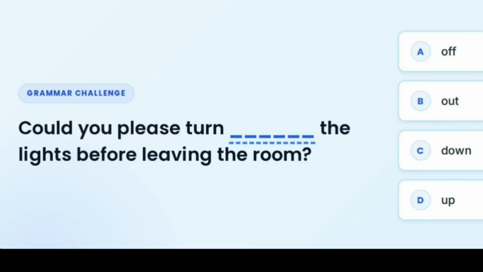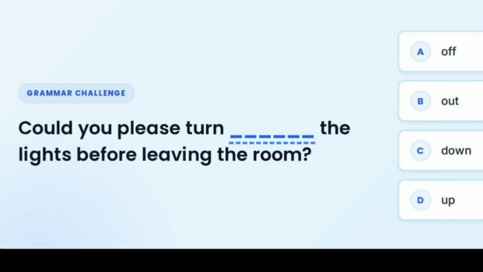Question number 63. Could you please turn the light dash before leaving the room? A. Off, B. Out, C. Down, D. Up. Pause the video and try to do by yourself, student.